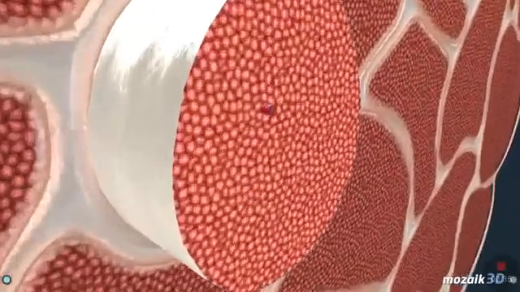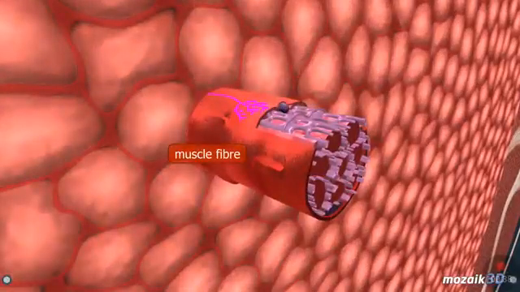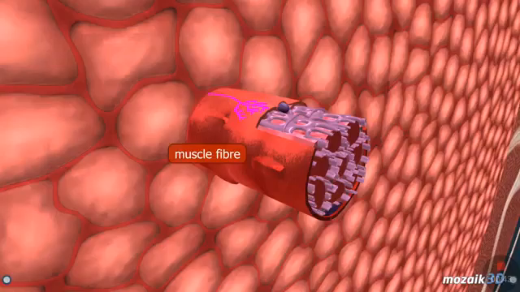Fascicles are composed of muscle fibers. Muscle fibers are formed by the fusion of muscle cells, and they can therefore be considered single multinuclear cells. They contain actin and myosin, proteins that produce contractions in the muscle.